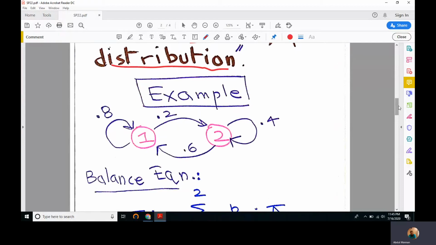In order to better understand what balance equation is, let's solve an example. This example was studied by us in a couple of lectures before. Now, this Markov chain contains only two states, so m, the state space, is 2. There are only two states, m is equal to 2. And these are the transition probabilities p11, p12, p21, and p22.